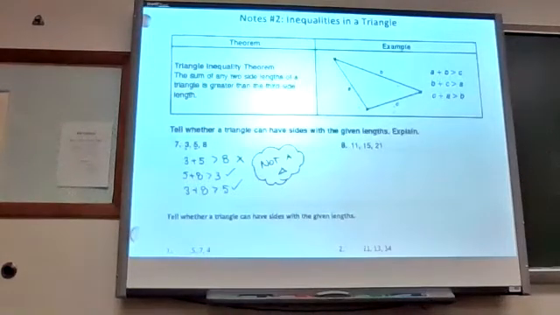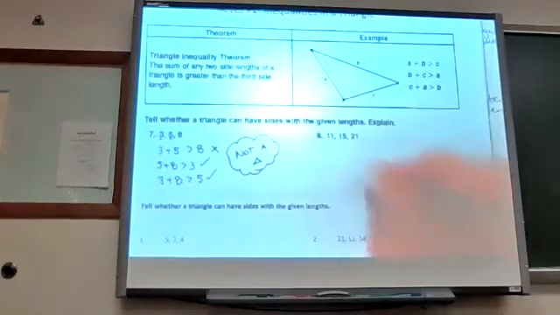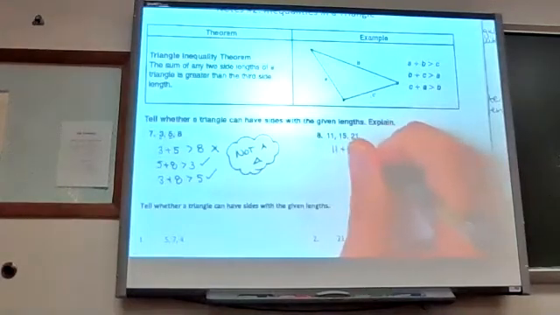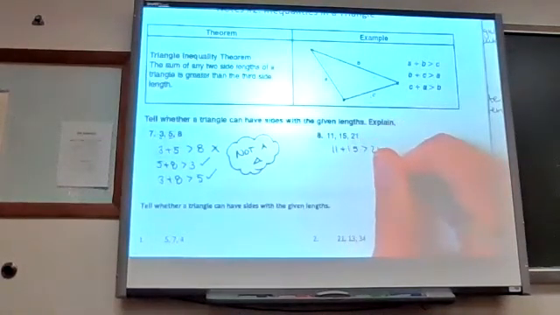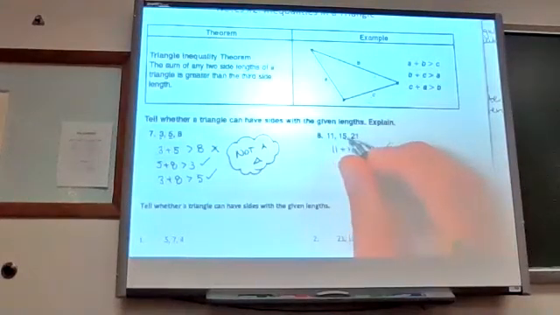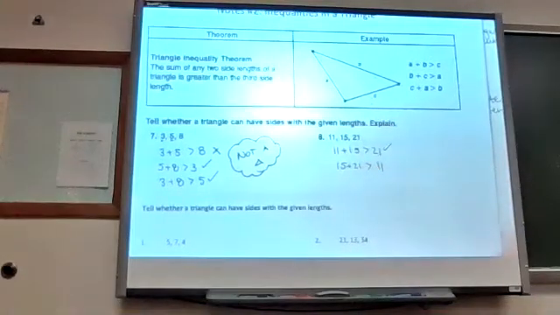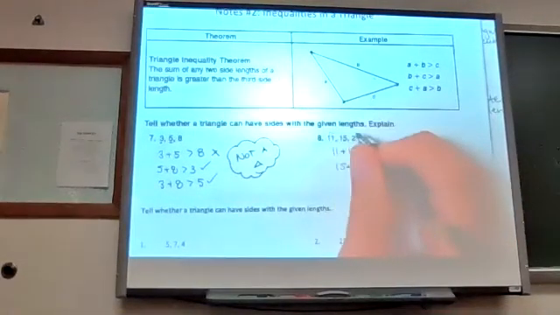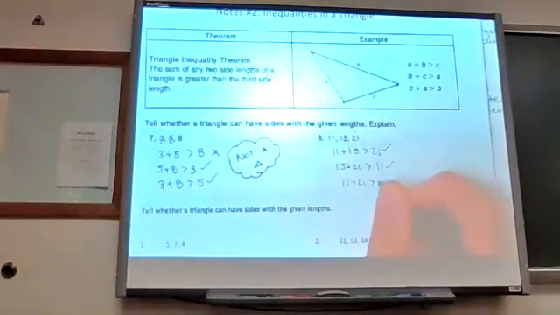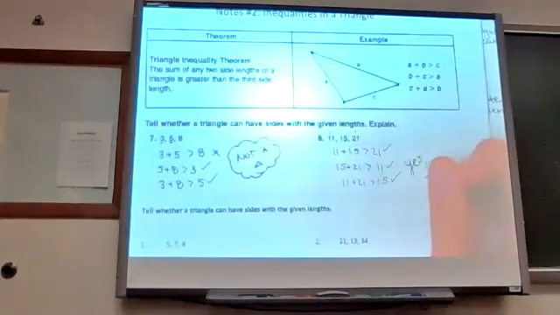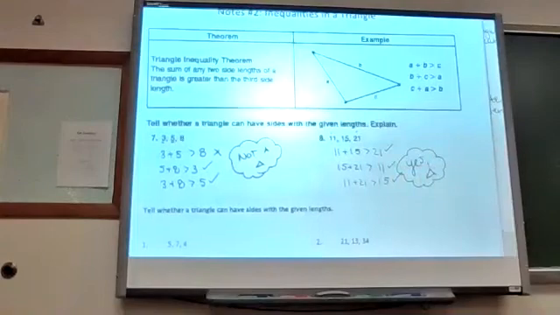If I'm going to say that it is a triangle though, like on 8, I do want you to list all of them, just to show that I've checked this from all sides and I agree that this is a triangle. So on 8, the first two sides, 11 and 15, are greater than 21. Yep. The second and third sides, 15 and 21, are greater than 11. Yep. And the first and third sides, 11 and 21, are greater than 15. Yep, it works from all sides. Yes, it's a triangle.